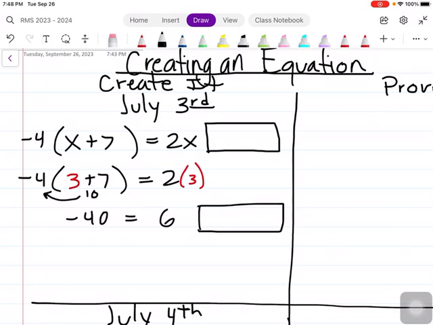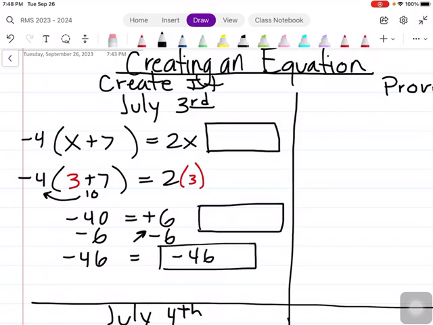Now when I get to this step, what I usually do is I subtract over here on the right side. Because this is a +6, I'm going to do the opposite and do -6. And putting everything on one side gives me -46 is equal to -46. That's exactly what needs to go in that box up there.